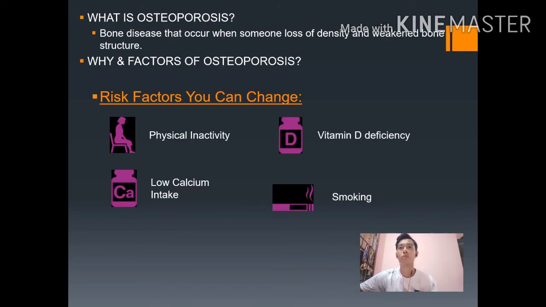So what is osteoporosis? Osteoporosis, or in Malay we call it tulang reput, is a bone disease that occurs when someone loses bone density and the bone structure weakens. Osteoporosis can affect both men and women, but women are more at risk in their middle age, around 55 to 65. And these are the factors of osteoporosis.